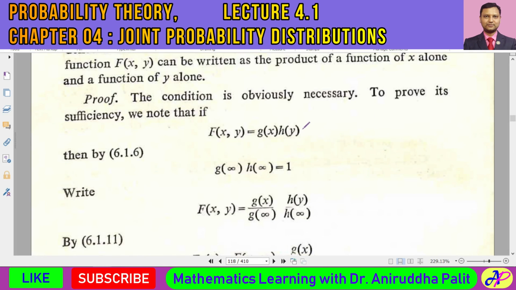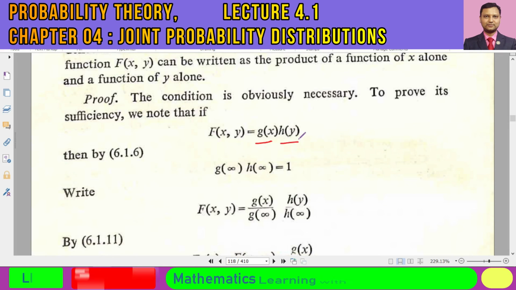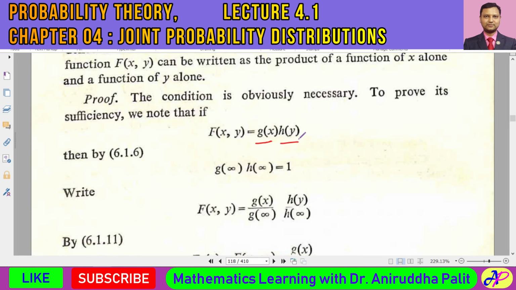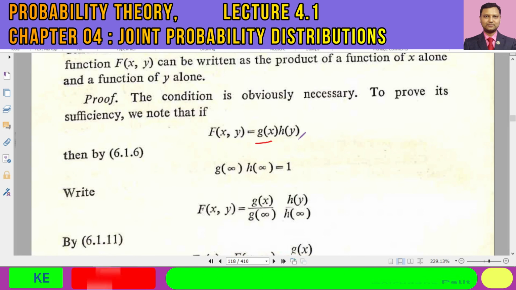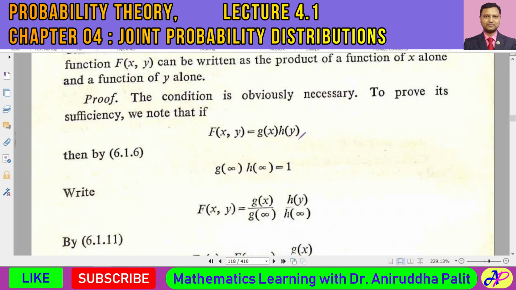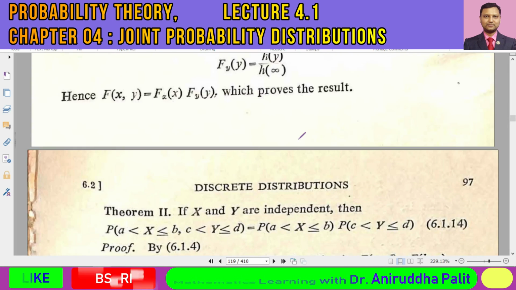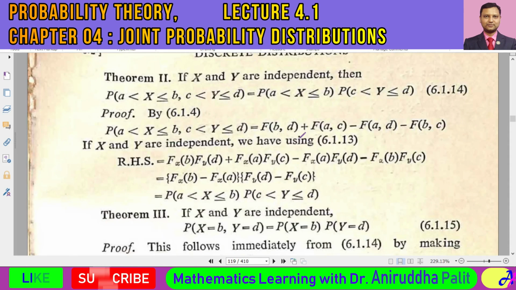Therefore, it is sufficient to prove that the joint distribution function is a product of a function of variable X and a function of the variable Y. In that case, we can directly conclude that capital X and capital Y are independent of each other. So this is one property that is satisfied.